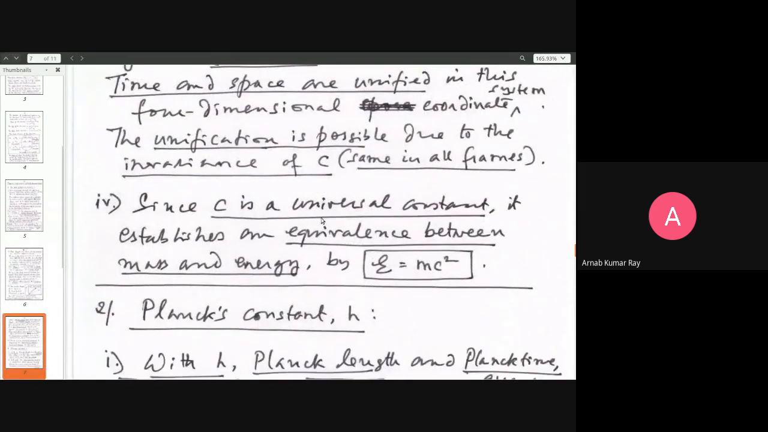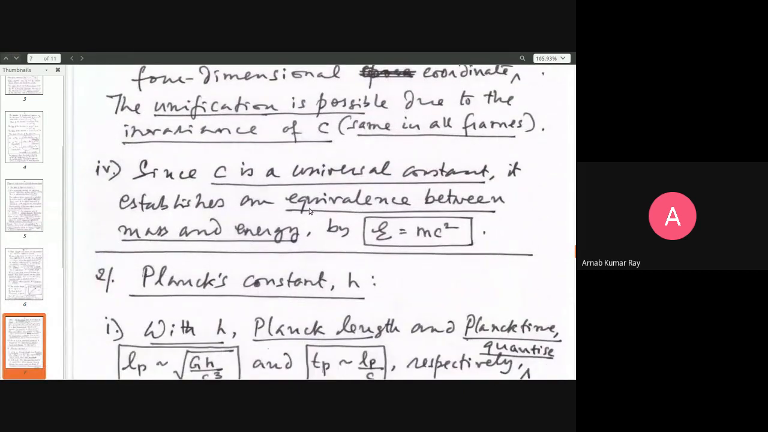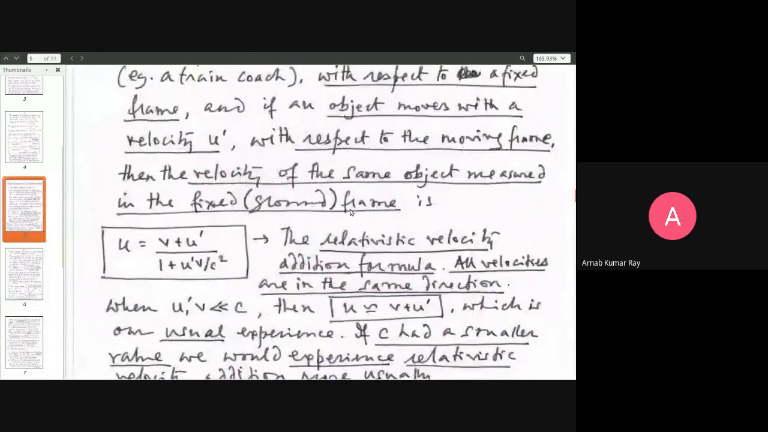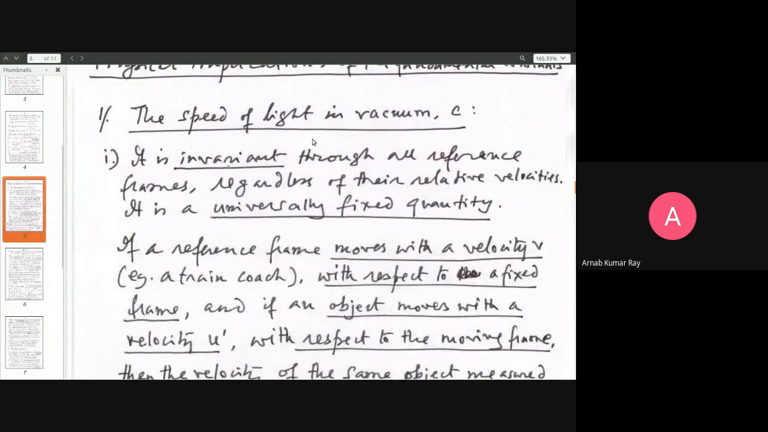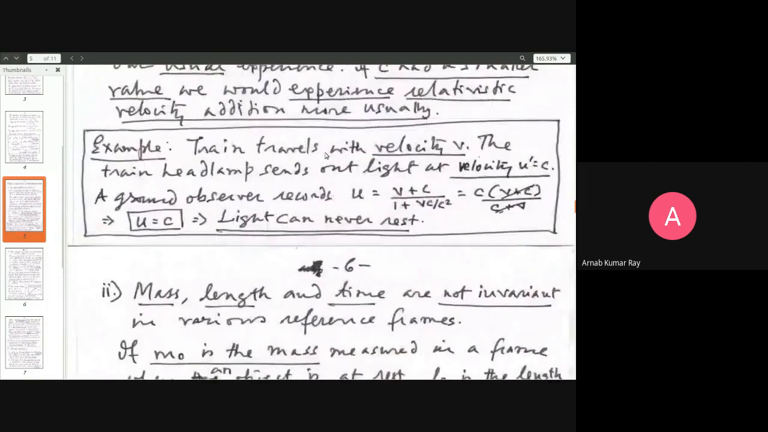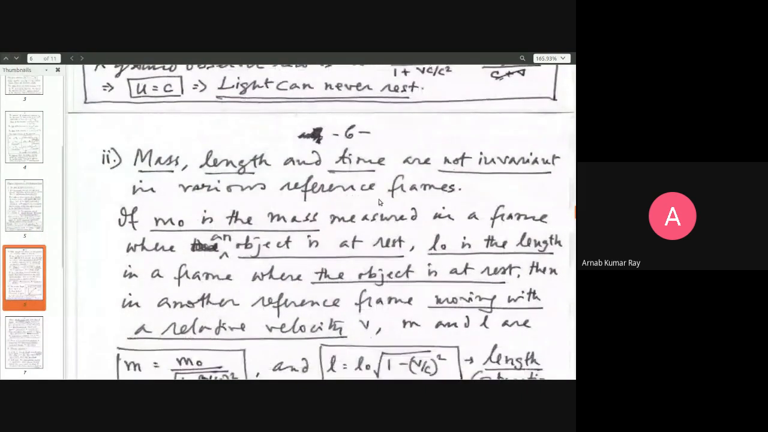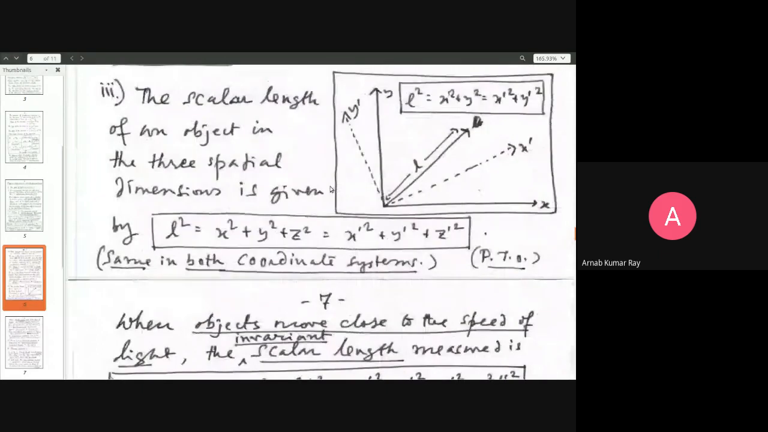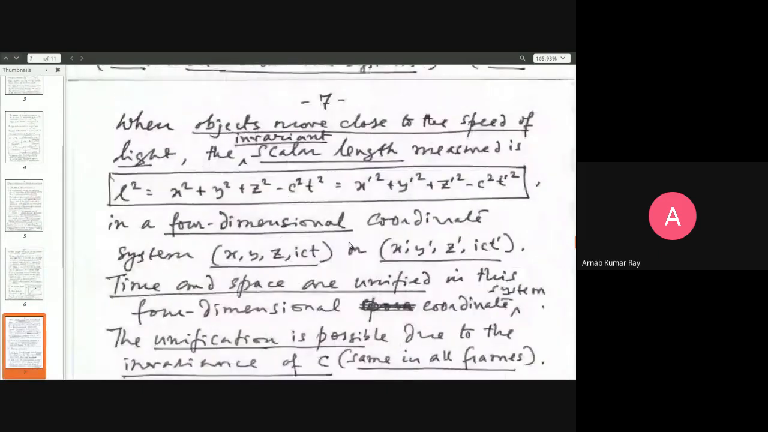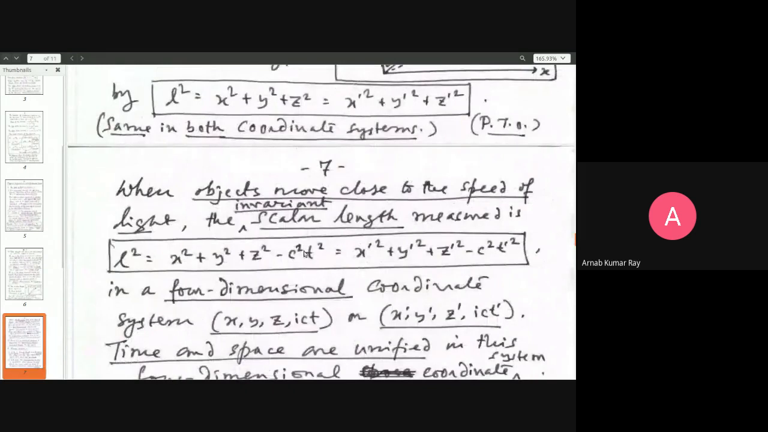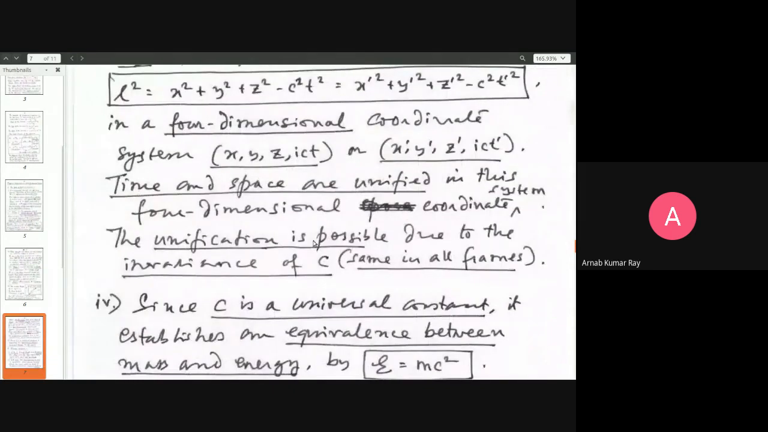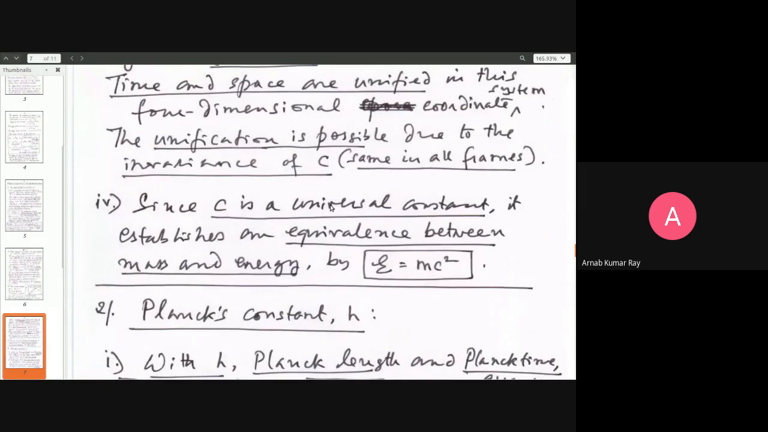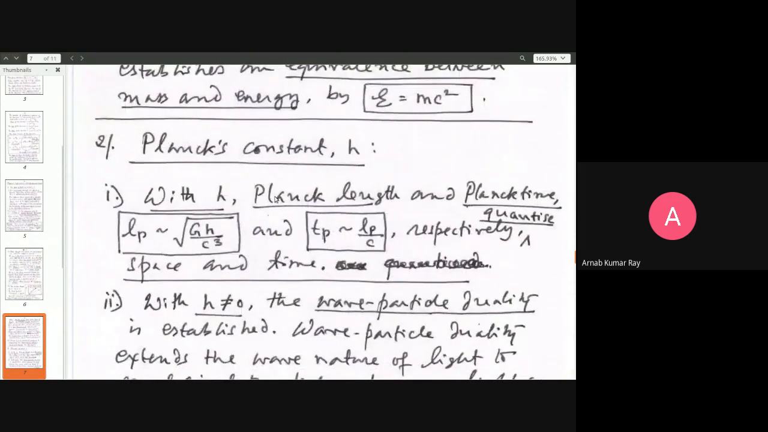Now we look at the second fundamental constant that I mentioned. So these are the four implications of the speed of light in vacuum. C is a universally fixed quantity, universally fixed value of velocity through all frames of reference. Mass, length, and time are no longer very sacred mechanical dimensions. Because of the invariance of C, space and time are now unified into the same physical category, and because of the universality of the value of C, energy and mass are now equivalent of each other.